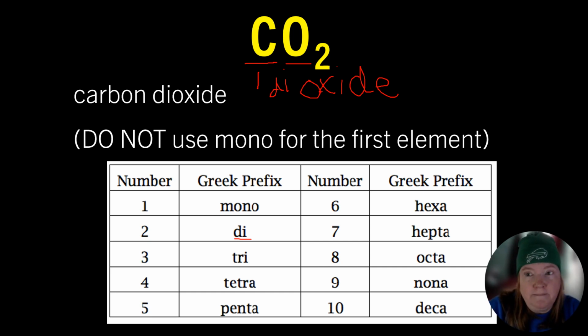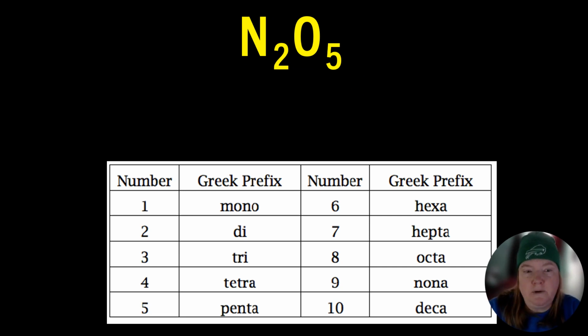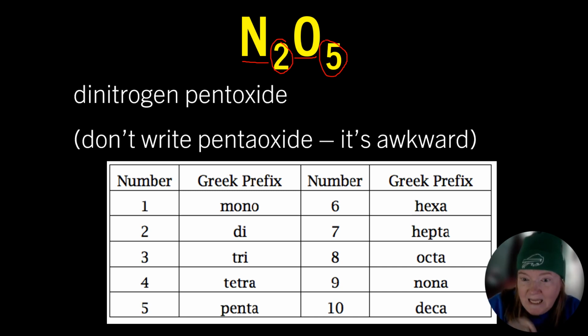Let's try another one. All right, so let's look. Nitrogen, right? 2 of them. Oxygen becomes oxide, 5 of them. So what do you think the name is? Dinitrogen pentoxide. Now, we don't usually write pentoxide because that sounds a little awkward, but if you had to write one and you wrote that, like, it's okay.